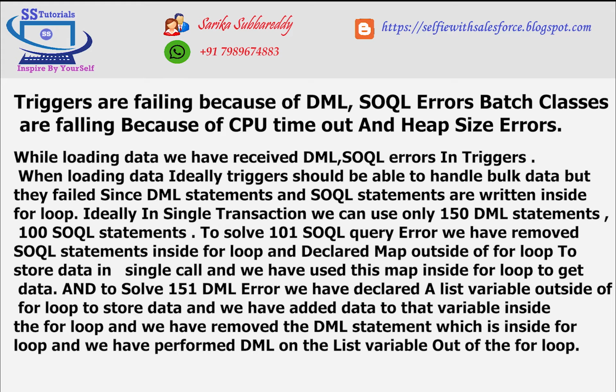To solve the 101 SOQL query error, we removed SOQL statements inside the for loop and declared a map outside of the for loop to store data in a single call, and we used this map inside the for loop to get data. And to solve the 151 DML error, we declared a list variable outside of the for loop to store data, and we added data to that variable inside the for loop, and we removed the DML statement inside the for loop, and we performed DML on the list variable outside of the for loop.